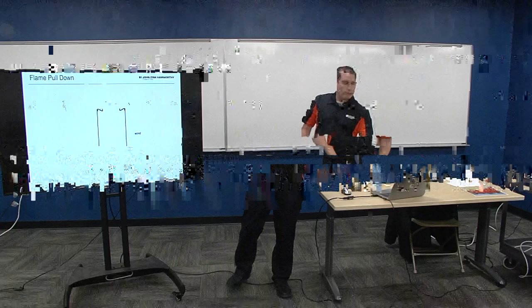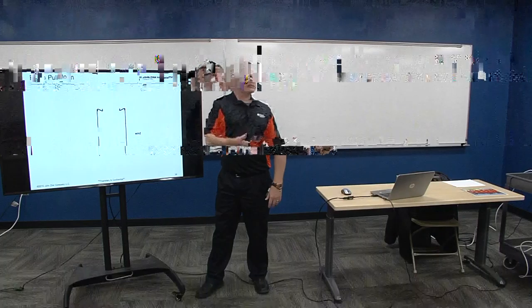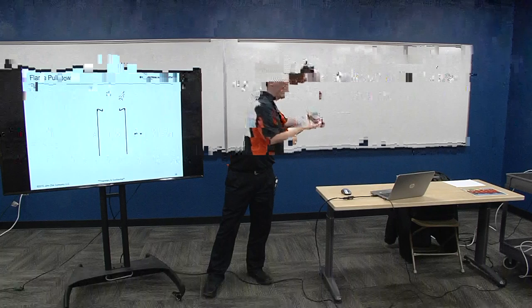So flame pull down. So if this is your simple utility flare, right, it basically looks like a pipe, and you've got some wind blowing on this. We talked about it when I was discussing dispersion. What happens on this backside of a piece of pipe if you put wind across it?